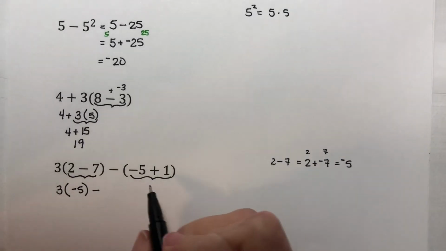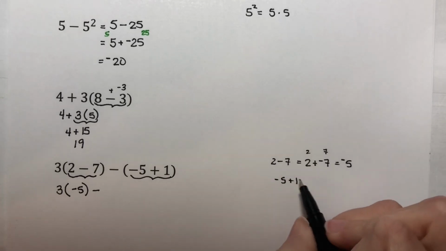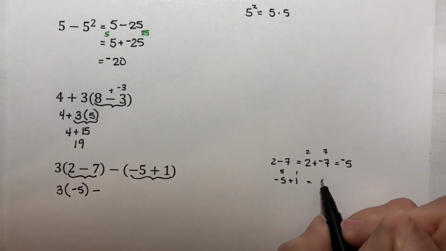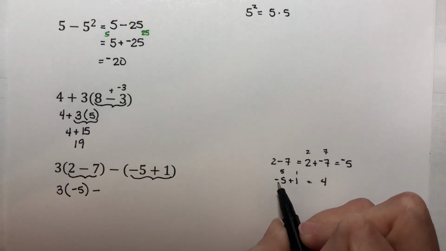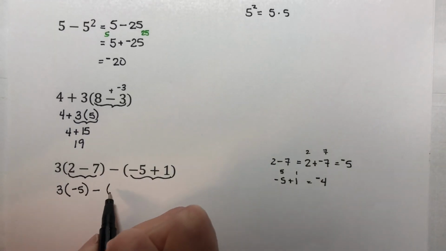Minus. What is negative 5 plus 1? Again, we look at their absolute values. That's 5, that's 1. Subtract them to get a 4. 5 was the larger absolute value. It was negative, so my answer is negative. So inside here, I have negative 4.